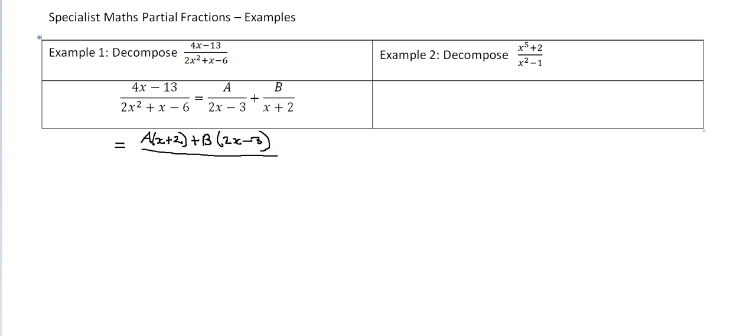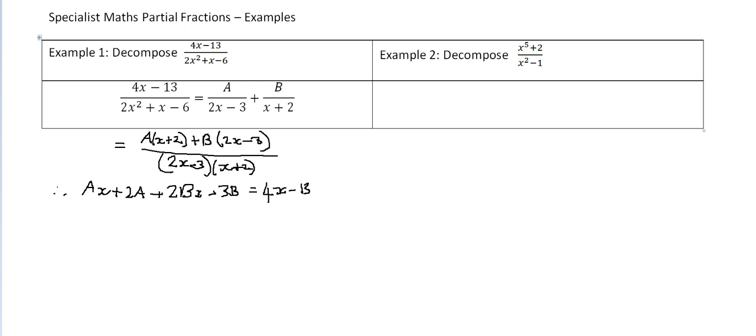Okay, all over 2x minus 3, x plus 2. Okay, so this step implies that ax, expanding that numerator, plus 2a plus 2bx minus 3b, that should be equal to the numerator of the left-hand side, which is 4x minus 13.